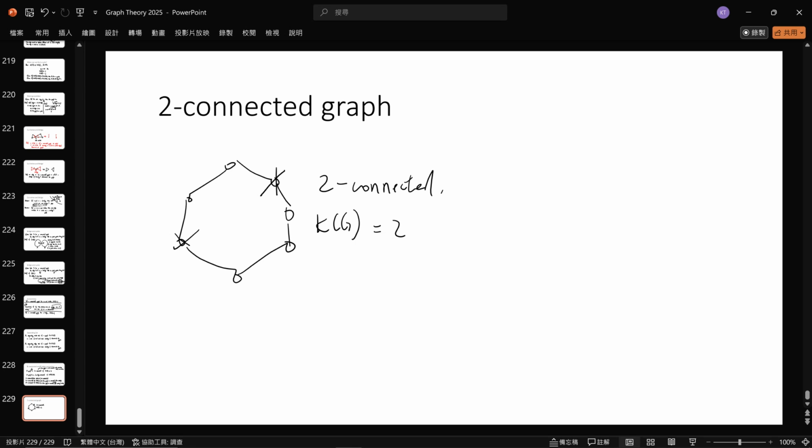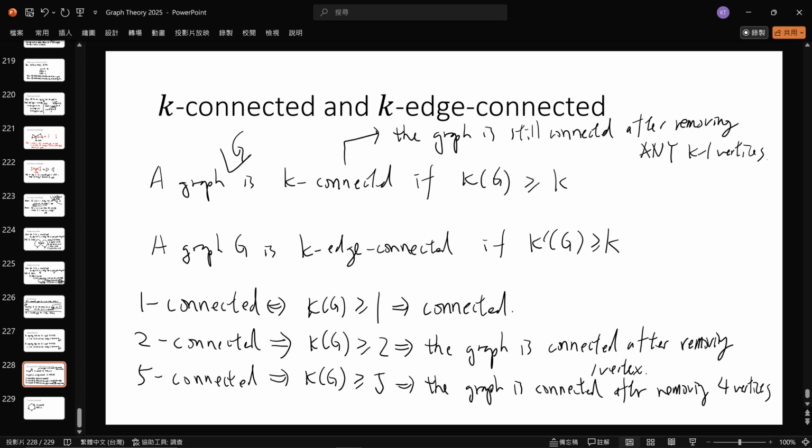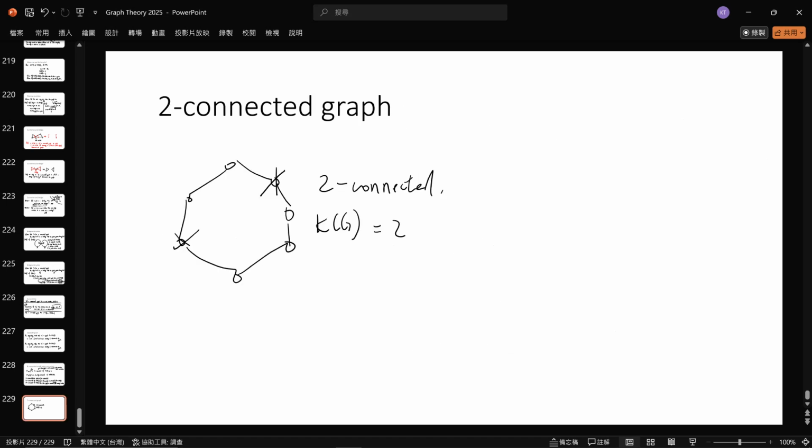And this is the most efficient way if you want to disconnect the graph. You cannot disconnect the graph by removing just 1 vertex. So this statement says that if it is 2-connected, then the connectivity is at least 2, and the graph is still connected after removing 1 vertex. And indeed, in this example, no matter which vertex you remove, the graph will still be connected.